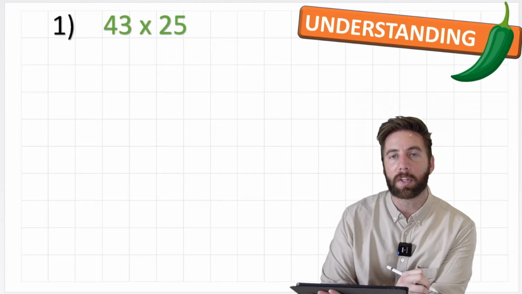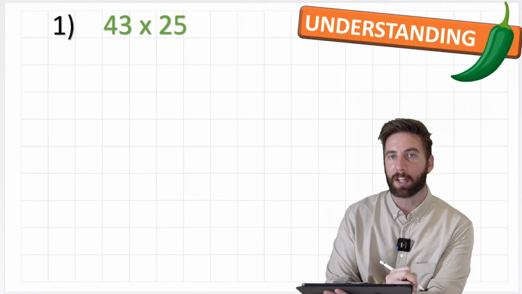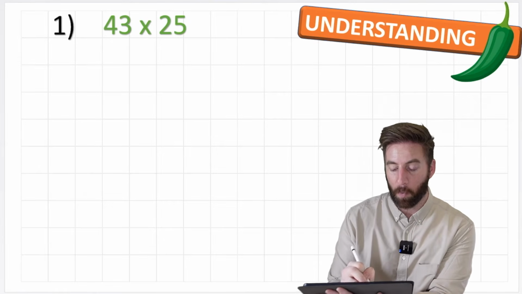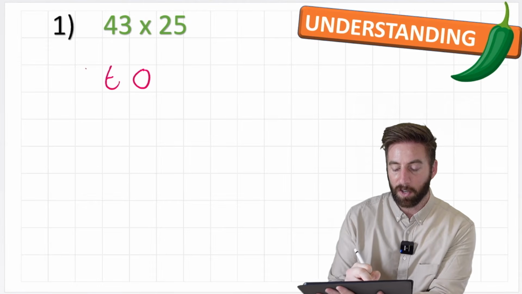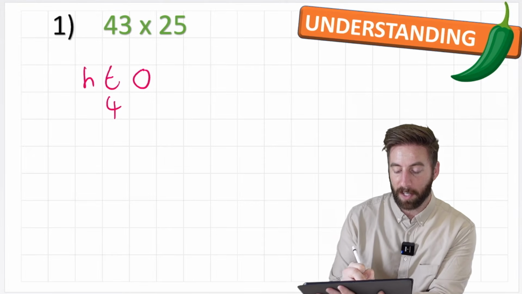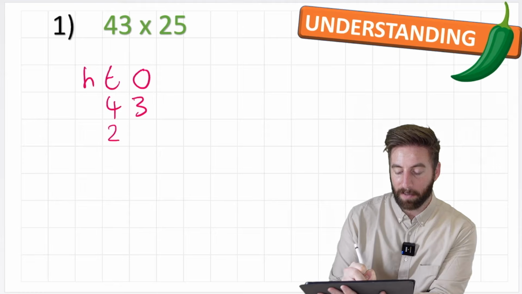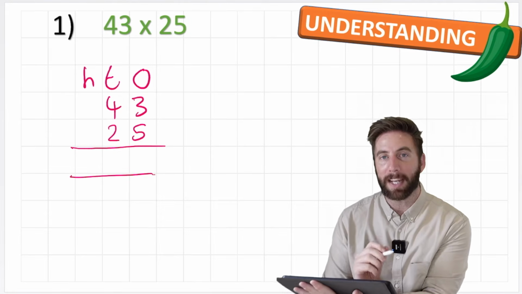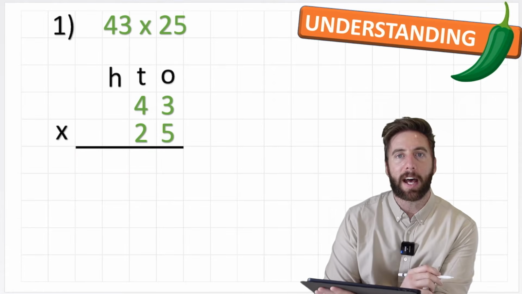Now the first thing we want to think about doing is making sure we're organizing our work nice and neatly before we begin. So I'm going to make sure I start by putting my ones, tens, hundreds, and then I can enter the numbers in the correct places. 43 times 25. Put my equals line, and I'm ready to begin, but let's just tidy that up. So let's begin. Now, where do we start?